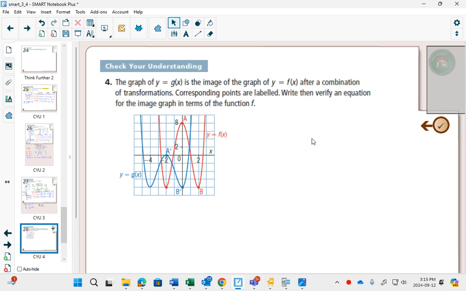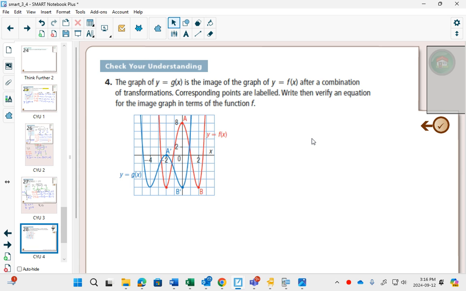The graph of y equals g of x is the image of f of x after a bunch of transformations. So there could be stretches, compressions, and translations, a whole bunch of things that happen. Corresponding points are labeled. Write, then verify an equation. So again, we're sort of working backwards to try and figure out what happened.